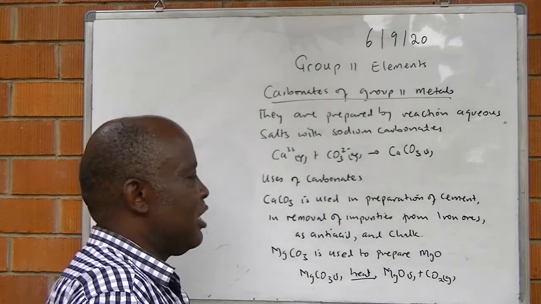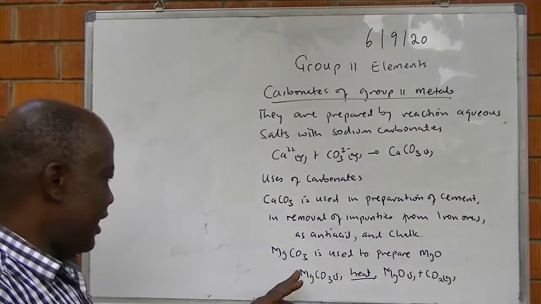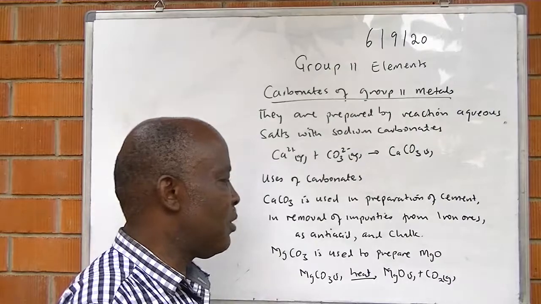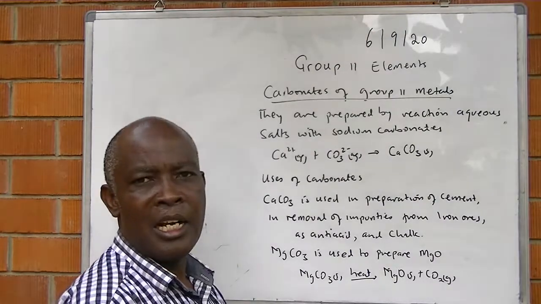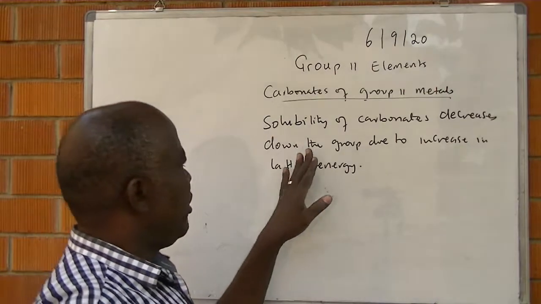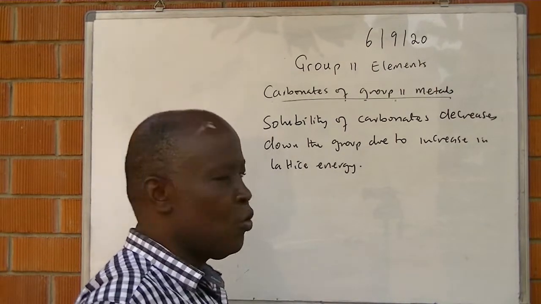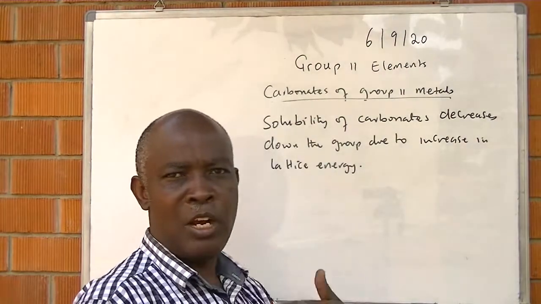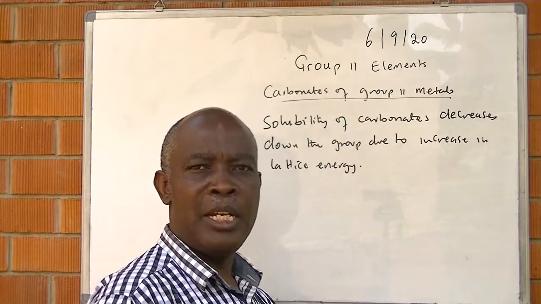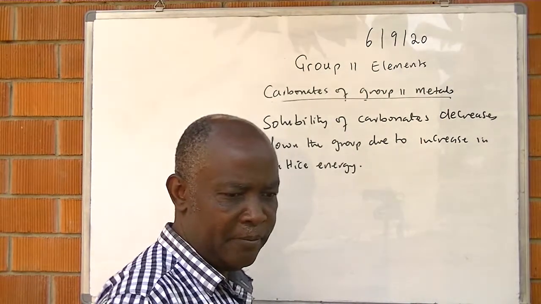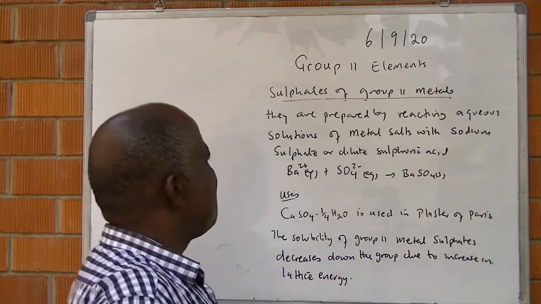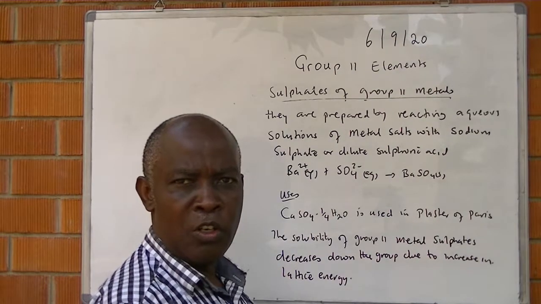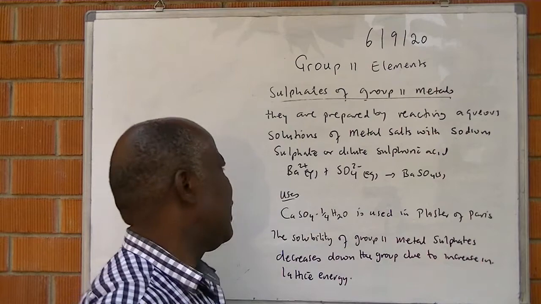Magnesium carbonate is used to prepare magnesium oxide. Magnesium carbonate and other group 2 metal carbonates will decompose to give oxides and carbon dioxide. Solubility of carbonates decreases down the group due to increase in lattice energy. Of course, when lattice energy increases, solubility decreases.